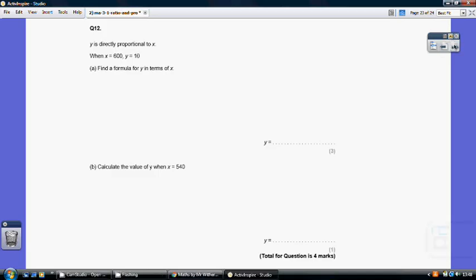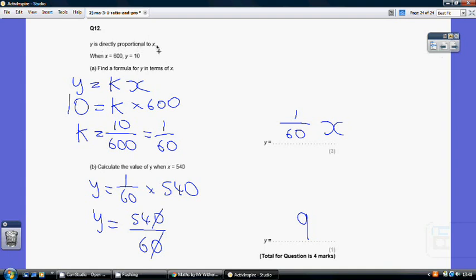Question 12. So y is directly proportional to x, so we can write that down as y equals some unknown constant k times x. Now we're told when x is 600, y is 10, so substituting that in, we can see that k must be 10 divided by 600, which is 1 over 60. So a formula would be y equals 1 over 60 times x. Now for part B, calculate the value of y when x is 540. So using this formula, y is going to be a 60th of 540, which is 9.